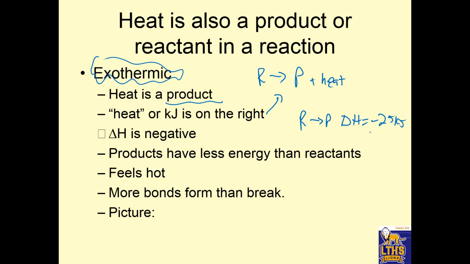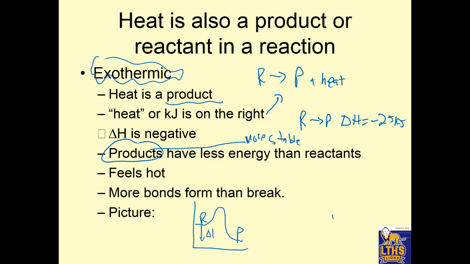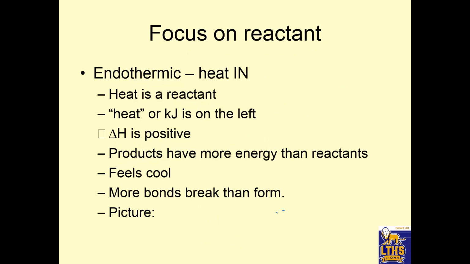So that means, notice if this is losing heat, if heat is a product, that means the products have less energy than the reactants. That means the products are more stable. It feels hot, and more bonds form than break. What this would look like in terms of an energy diagram would be, and you have to label your reactants and your products. And this guy right here is delta H. Notice how it goes down. This is my energy. This is time. Okay, hope you can draw that reaction.